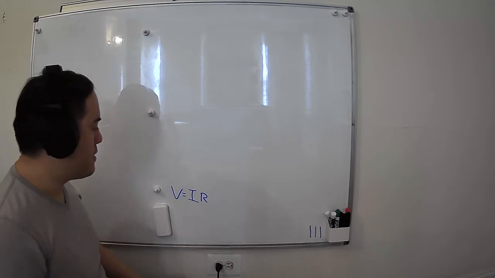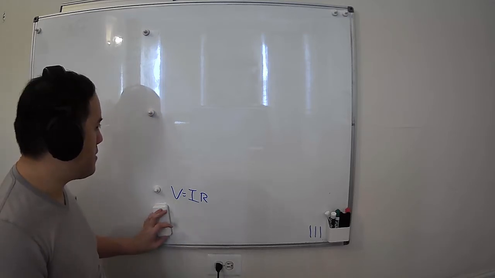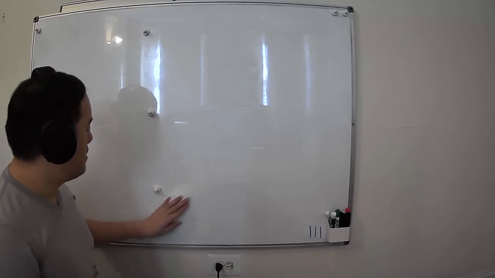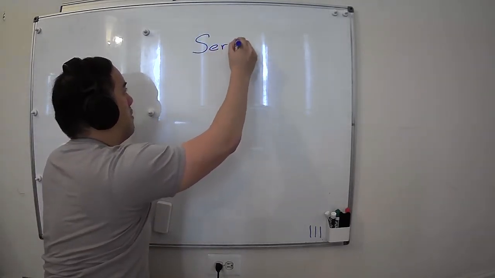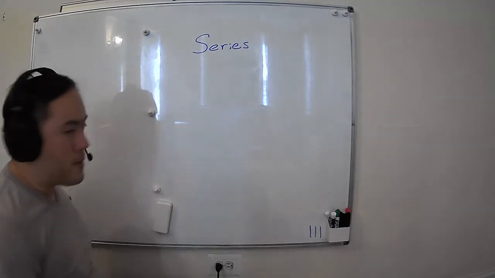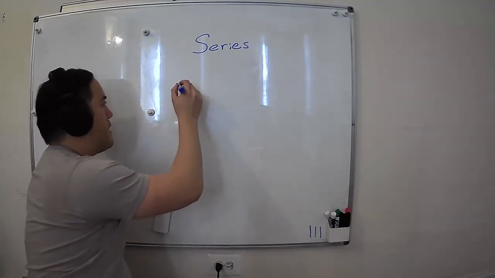So let's start with a simple series circuit. This is all series stuff. Okay. Let's say we have an 18-volt battery.